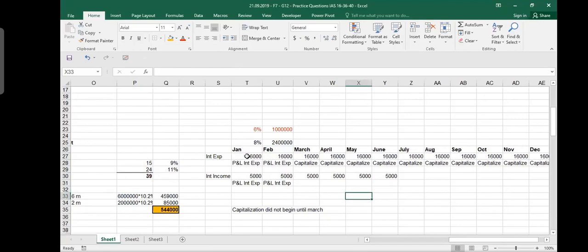Let's suppose I take the loan in January and then I do not start construction. I start construction in July, right? So then for 6 months I will not capitalize. I will start bearing the borrowing cost from July onward. But for 6 months I will take this interest income benefit. So I will show a very small borrowing cost expense.